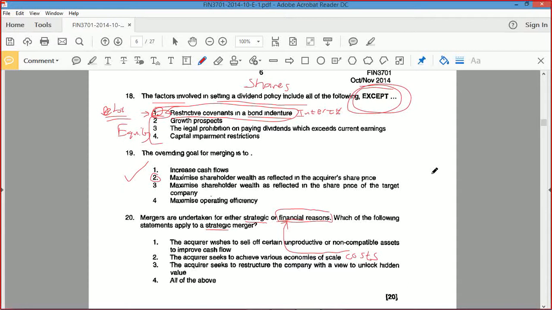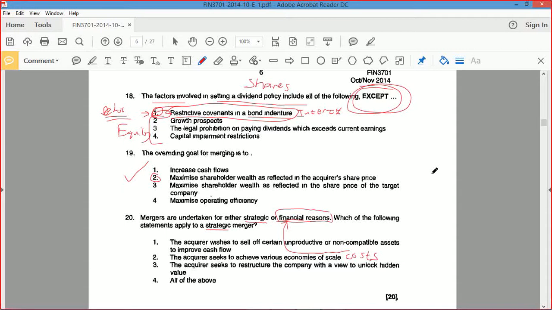I just want to get the page reference for you. This is looking at the mergers and the financial versus strategic. Alright, let's just find the right reference for it. It's on page 697, there we go.